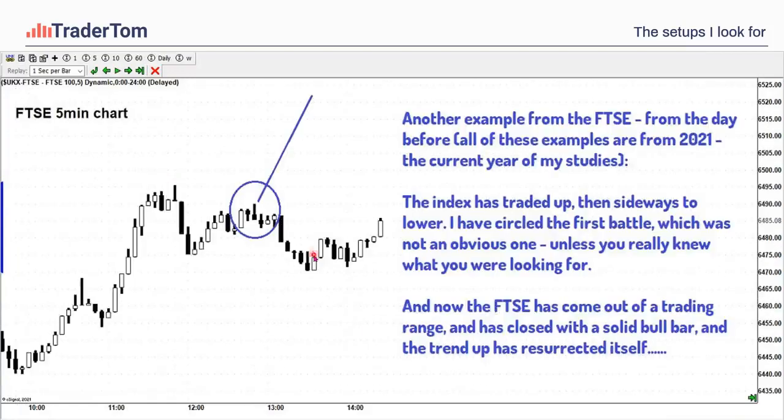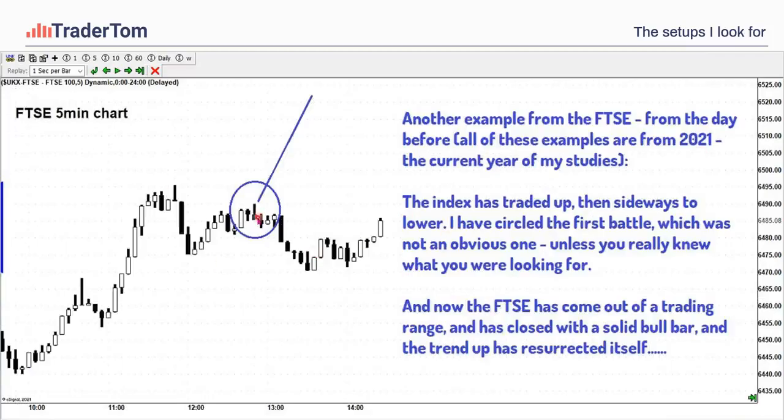Another example from the FTSE from the day before. All of these examples are from 2021 because I can't deny that I'm a nerd when it comes to charts, and I study charts quite intensively also in the weekends, and I just happened to have gone through the month for 2021 in my studies. The index has traded up, then sideways to lower. That's what you're seeing here.